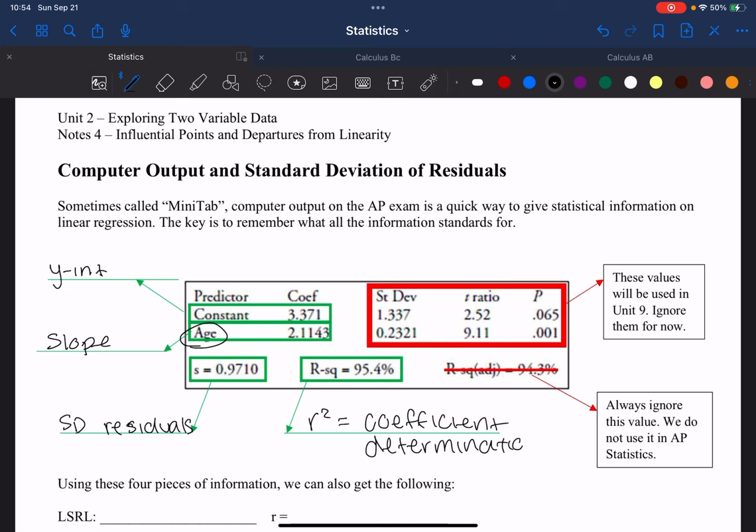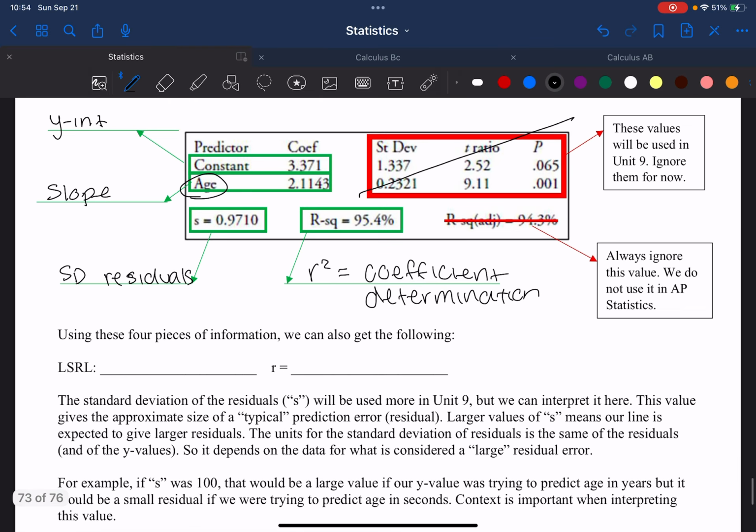So remember how effective our prediction line would be. Okay. Everything in this red box, it says these values will be used in Unit 9. For now, we ignore them. Okay, so for now when you see them, ignore it. We're not going to see it until the end of the course. Okay. Then it says R squared adjusted. Always ignore this value. We will not use this in this course.